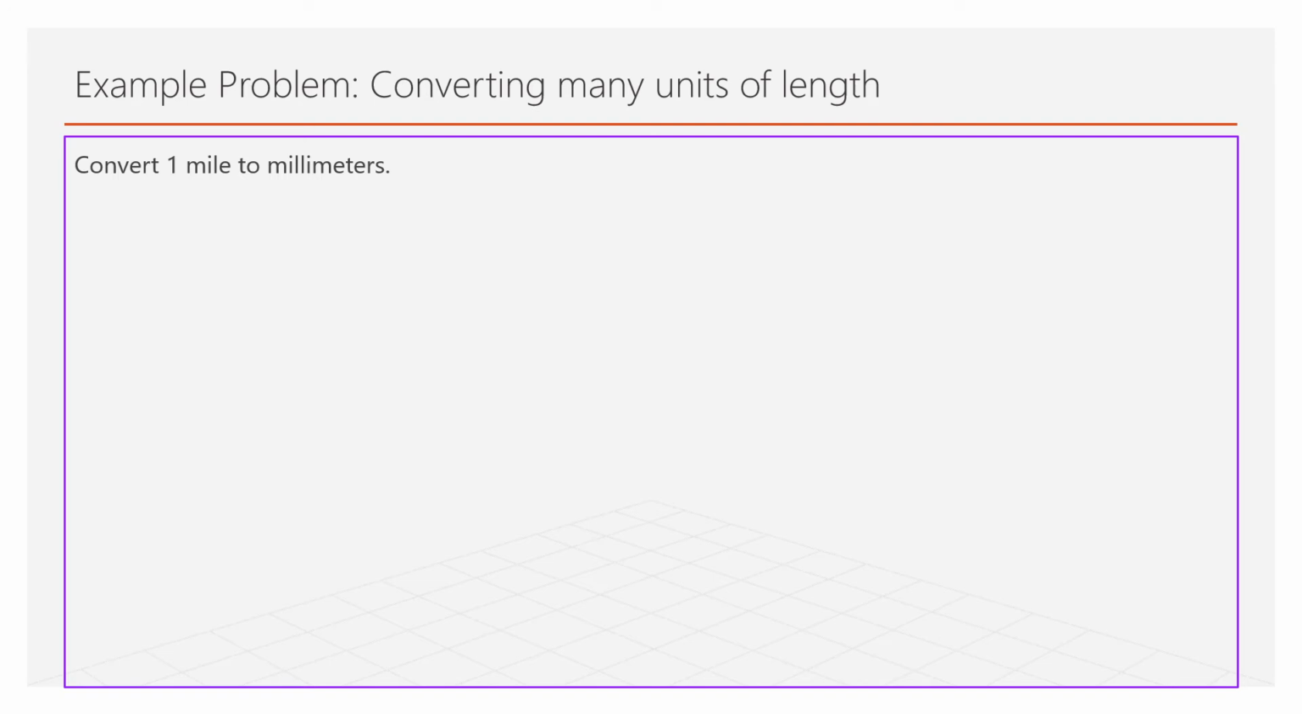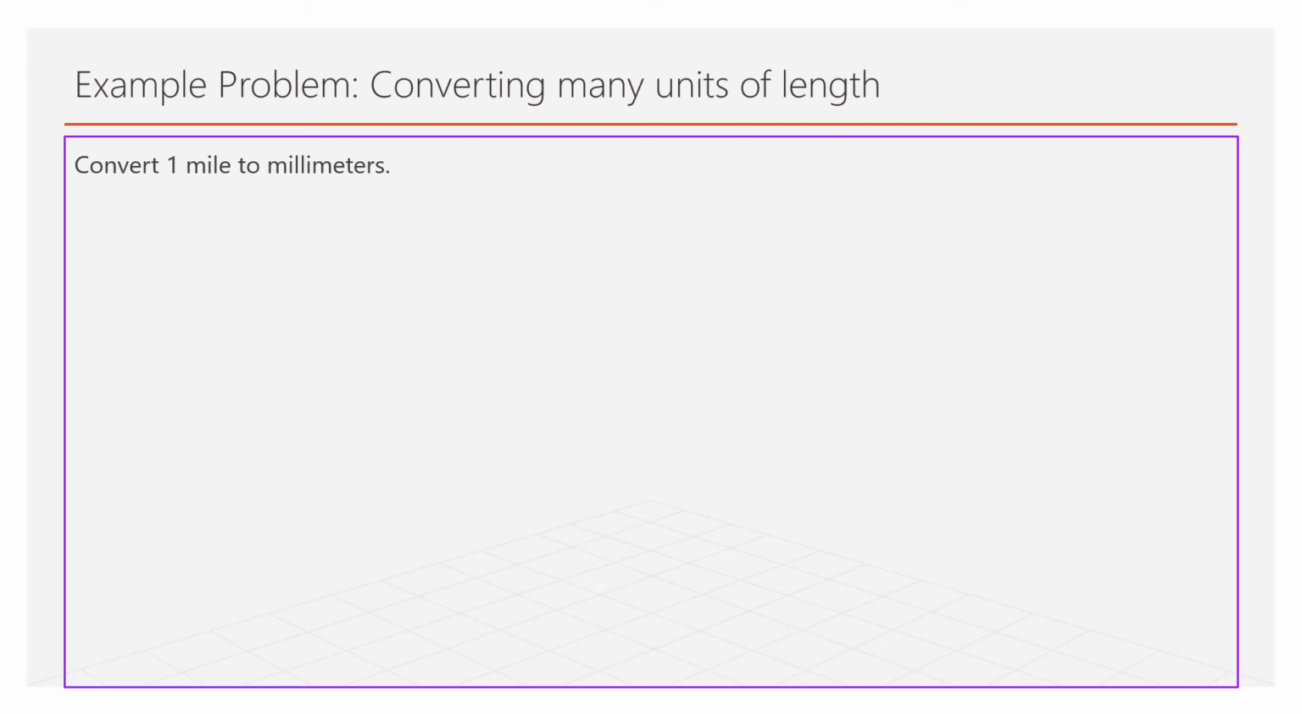Let's now do a more complicated example where many unit conversions occur. Sometimes it will be the case that you do not have the equivalence relationship between your source unit and the target unit. In these scenarios, you will have several unit conversions. Here's an example of converting 1 mile to millimeters.